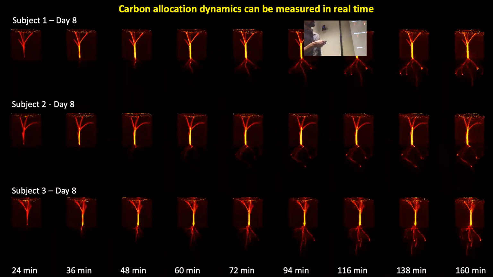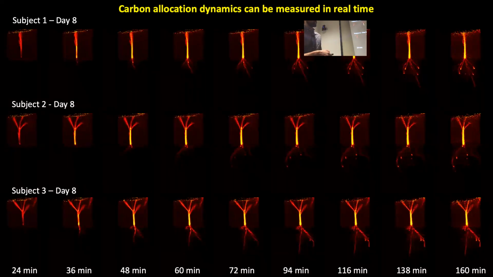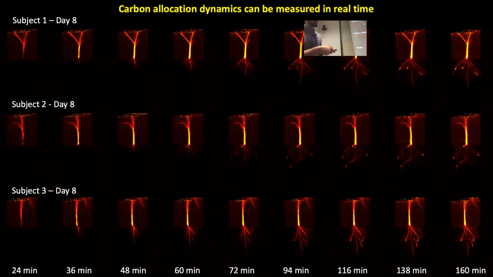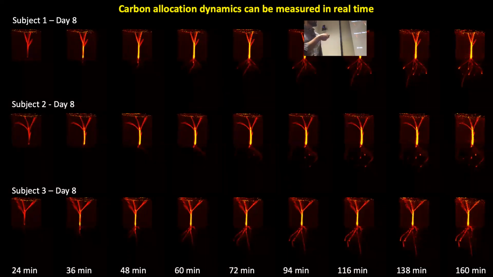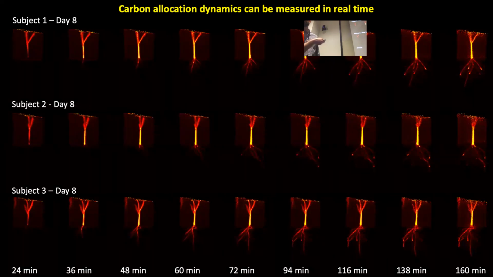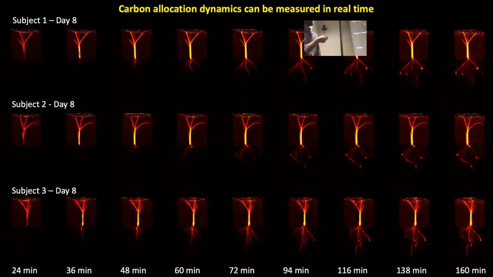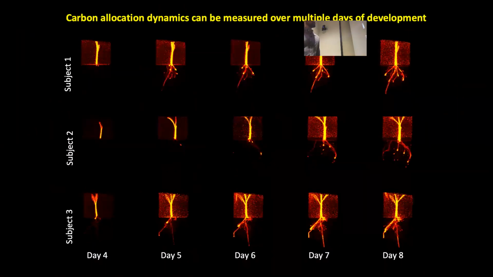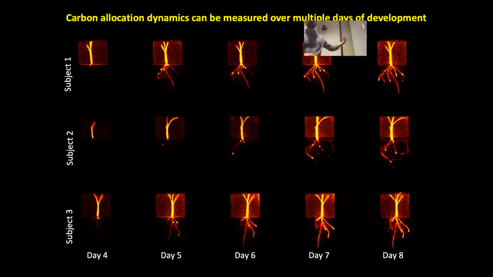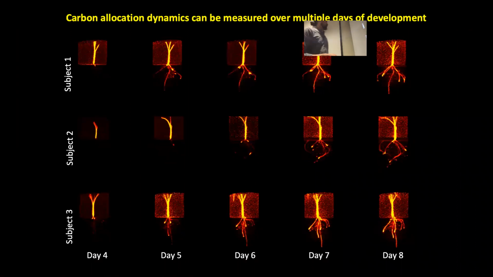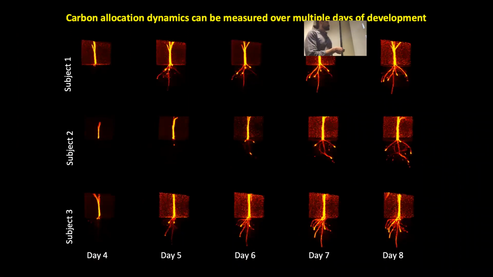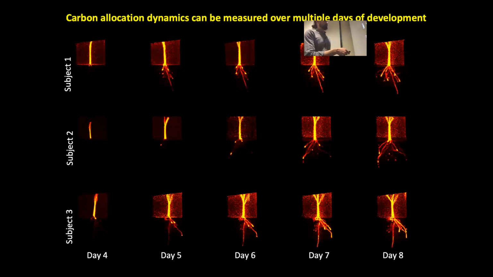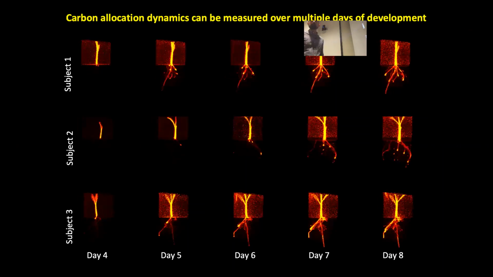So again, here we can use this over time. You get about 2.5 hours of carbon allocation for 3 different subjects. That's what they call them, not patients, but subjects at the med school. So we can see the carbon allocation dynamics over time, but because it's a short half-life, we can do this every day too with the same subject. And so we can actually see across developmental time how the carbon allocation patterns are changing.